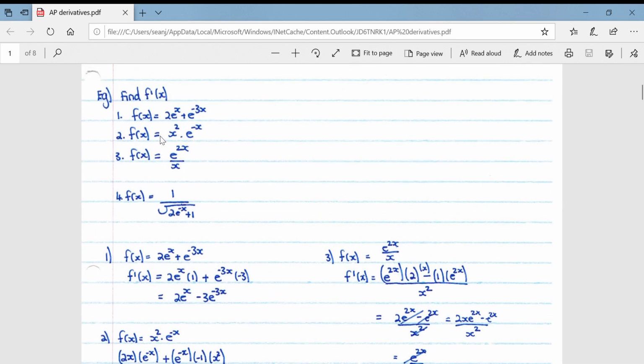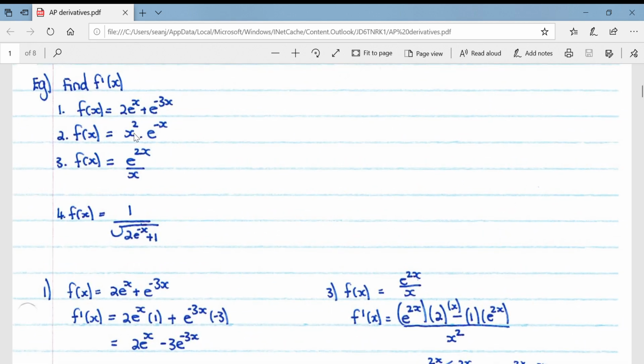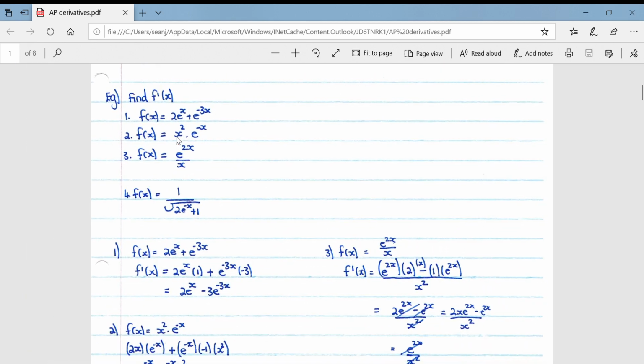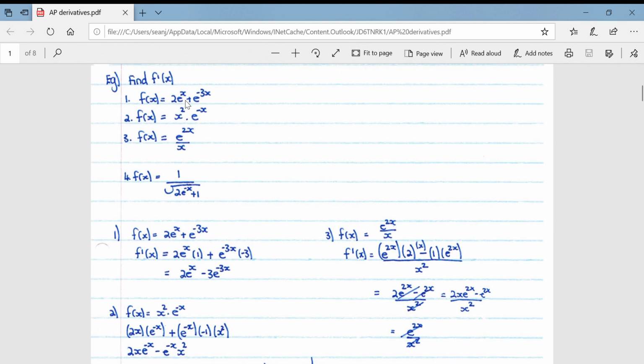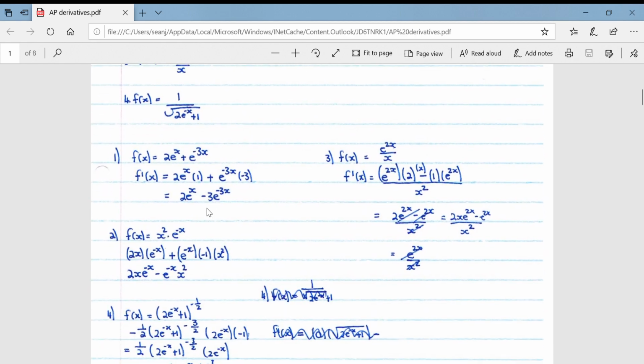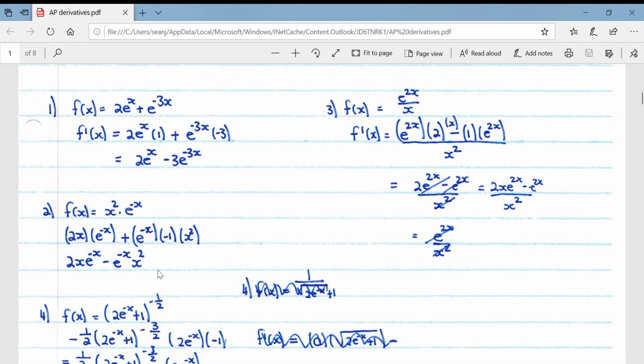The second example, f of x equals x squared multiplied by e to the minus x. Immediately before even looking at anything, you can see two terms being multiplied together, both with x's. You've got to be thinking product rule. So we come down to our working out for the second sum, which is here. We write it out. Product rule obviously says derivative of the first, which is x squared. Derivative of that is 2x, because you hop that down.